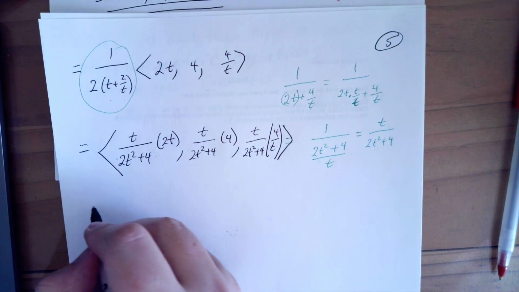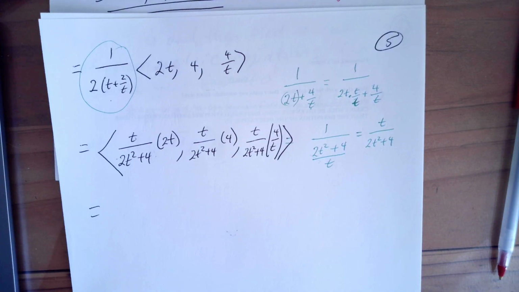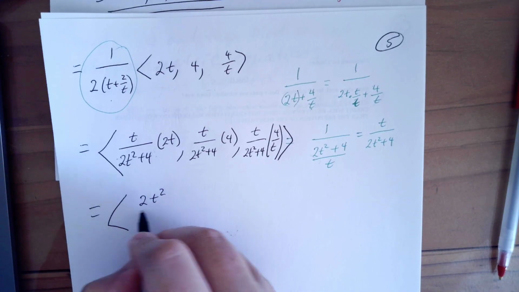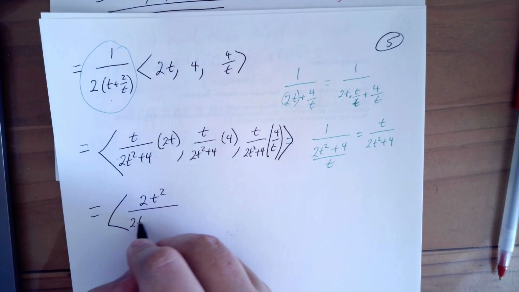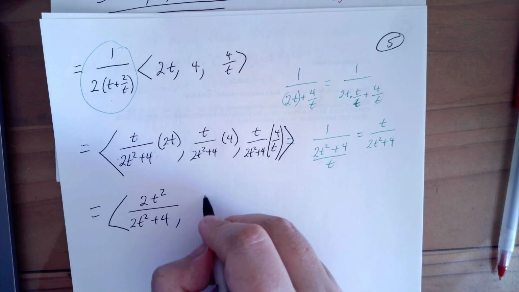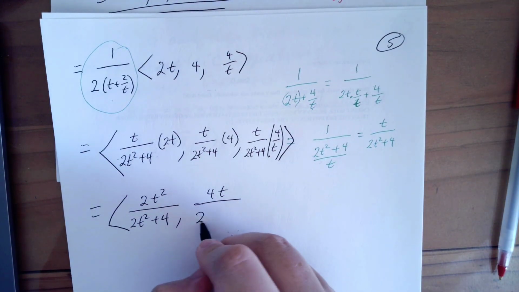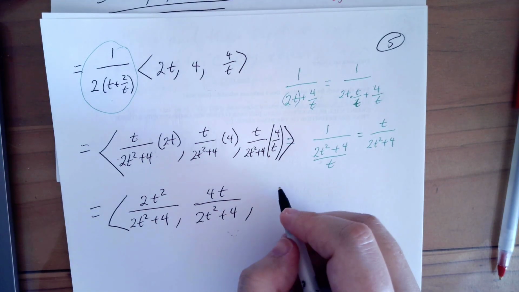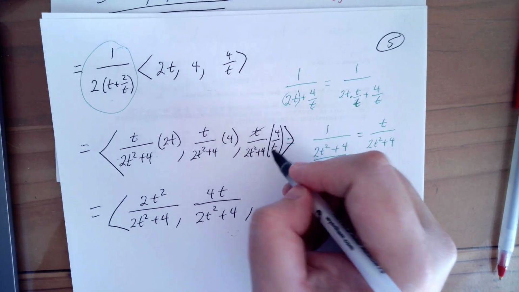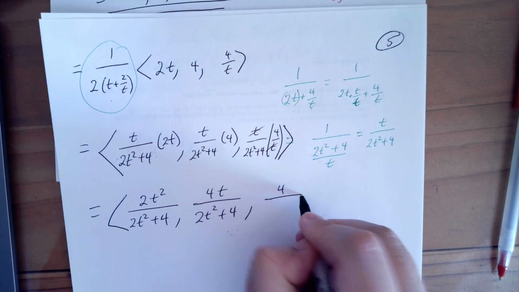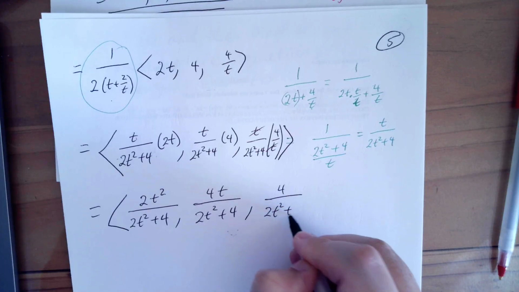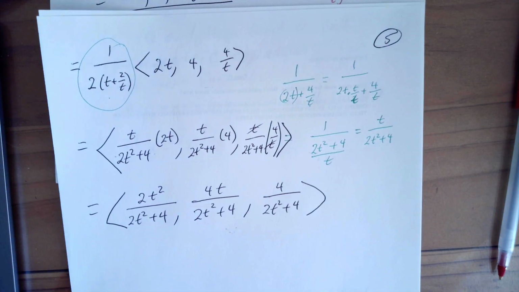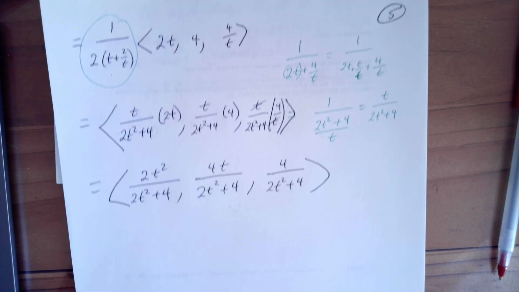So that's the distribution. I think we can simplify things a little bit further. This will be 2t squared over 2t squared plus 4, comma, 4t over 2t squared plus 4, comma, what's nice here, the t's cancel out, so you're left with 4 over 2t squared plus 4. And I think we can do a little bit more simplification.